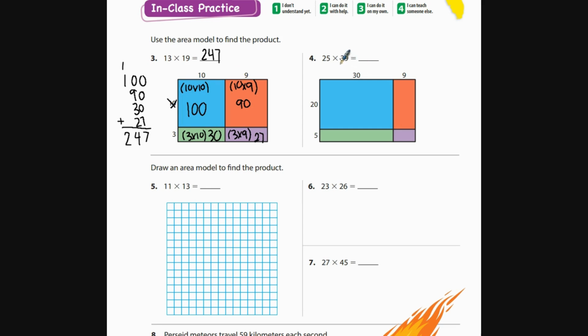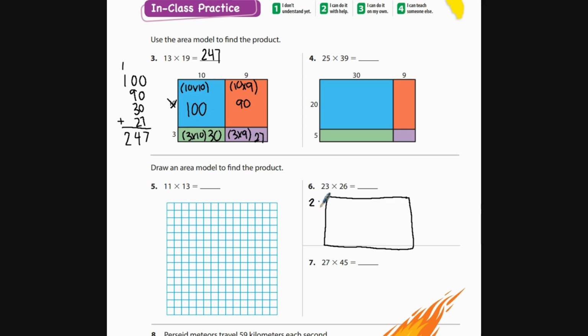All right. Now, let's move on over to number 6 because number 4 would be very similar to number 3, but I need you guys to practice without an area model, okay? So let's take a look at 23 times 26. Step 1, you know it, draw it out. Step 2, let's break these numbers apart and do expanded form.